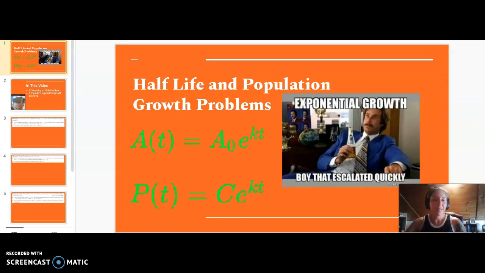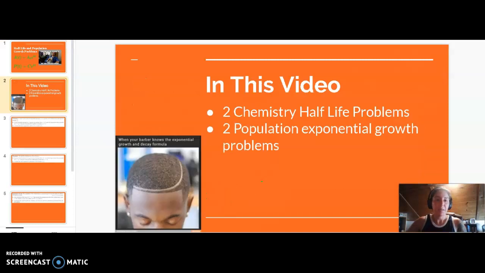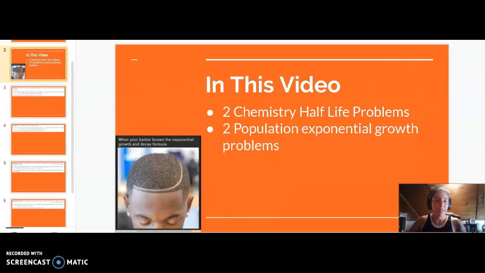Hello everybody, and welcome to Half-Life and Population Growth Problems. We are going to be living in these two formulas here, one for population growth, one for half-life. In this video, you will see two chemistry half-life problems and two population exponential growth problems. Let's start off with the first. We'll do the two chemistry ones first, and then we'll do the two population ones last.